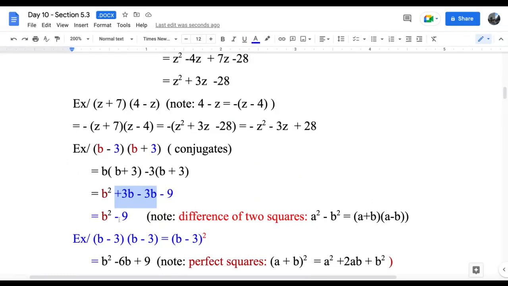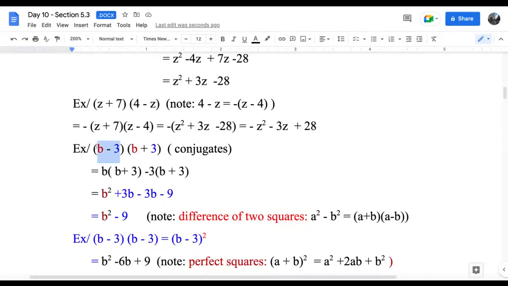And this is so special, it gets a name. It's called difference of two squares. So I have this formula. Difference of two squares is the first one plus the second one times the first one minus the second one. So this is called difference of two squares.